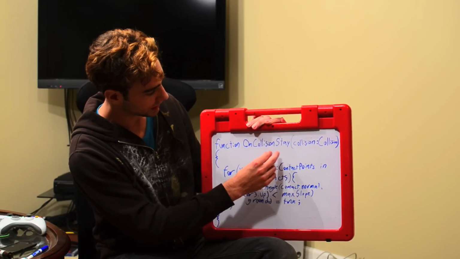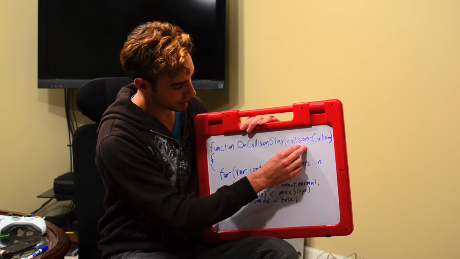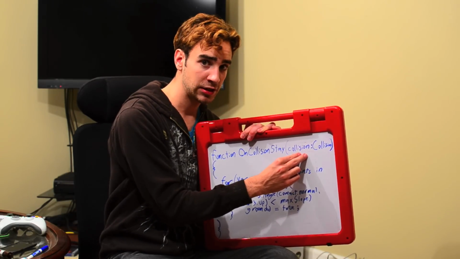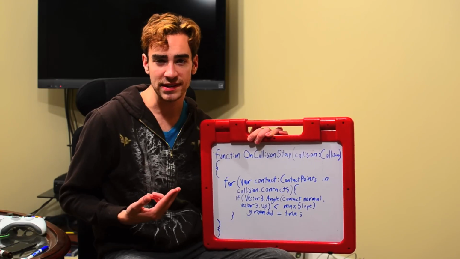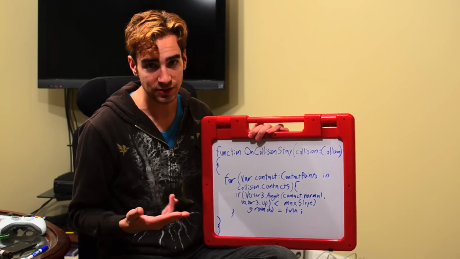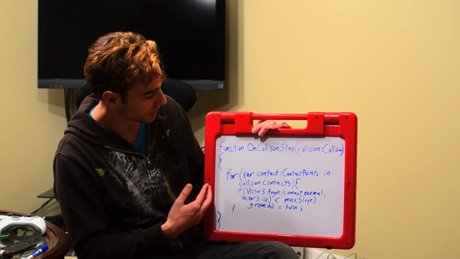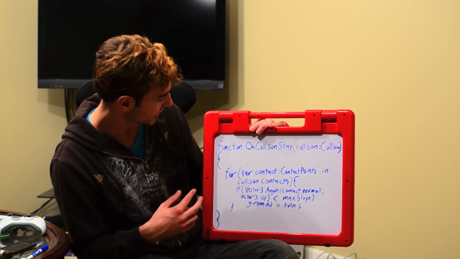So we have function OnCollisionStay, Collision collision. This collision is going to be the variable that we're going to save, because Collision is a variable type inside of Unity, because there's lots of different things that we can access through collisions, and the one thing that we're going to access is the normal of the collision. I'm going to explain that in just a second.